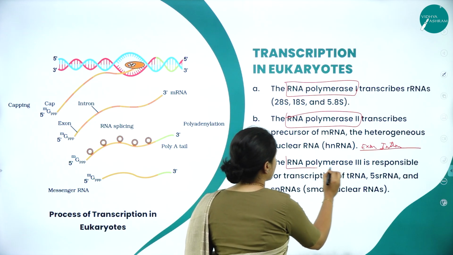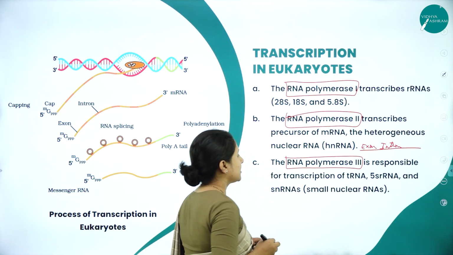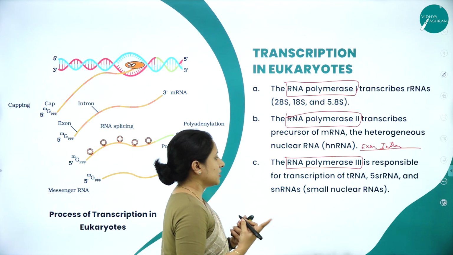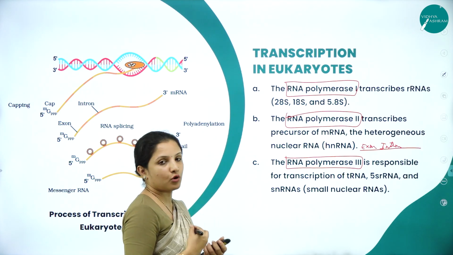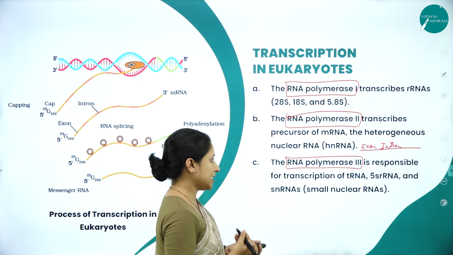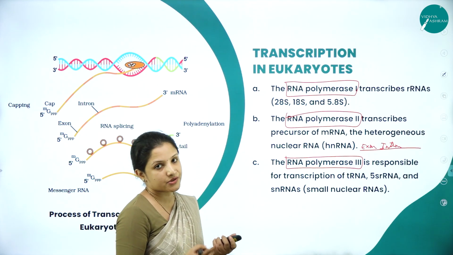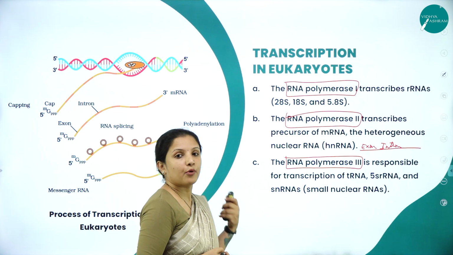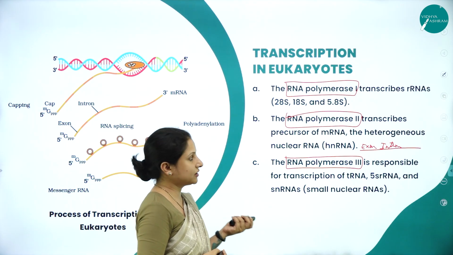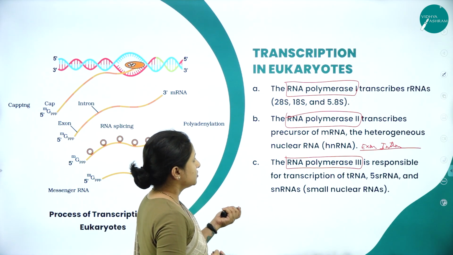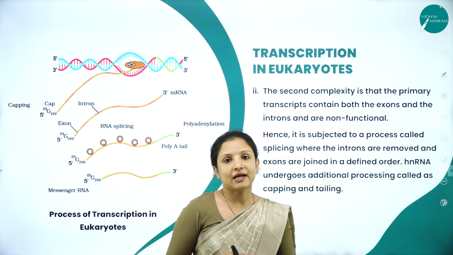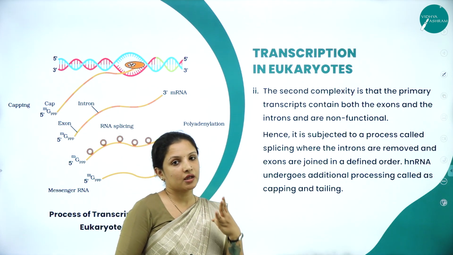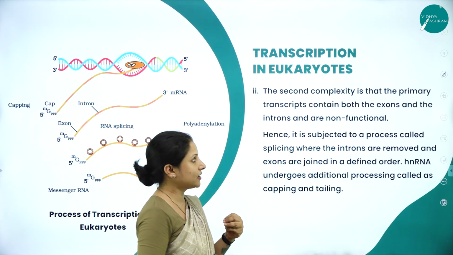RNA polymerase 3 is responsible for transcription of transfer RNA, small nuclear RNAs, small ribosomal RNAs and so on. So these are the different types of RNA polymerase enzymes which participate in the process of transcription. First thing is that 3 types of RNA polymerases are involved. That is why it is complex.